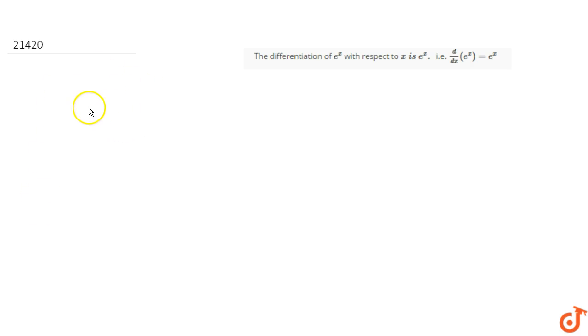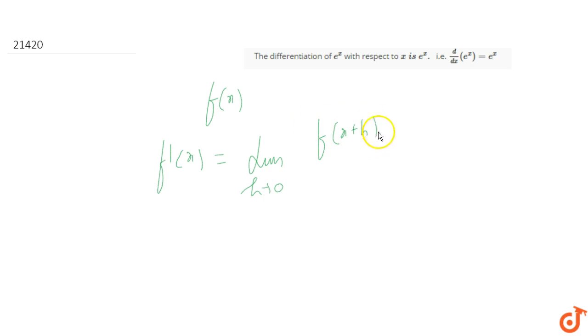we know that the basic definition of any function f(x) can be written as f dash x, and it is equal to limit of h tends to 0, f of x plus h minus f of x upon h. This is nothing but the expression for f dash x. This is the basic definition of derivative that we've studied in the chapter limit, continuity and differentiability.